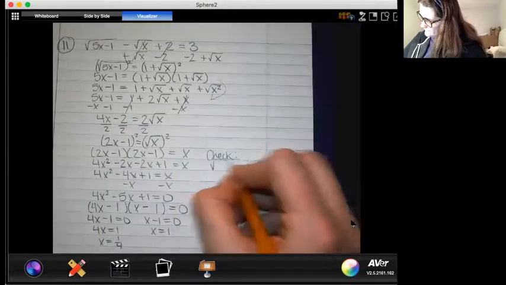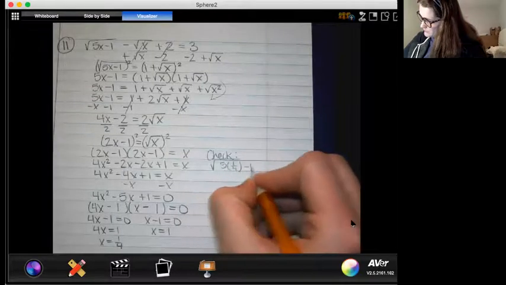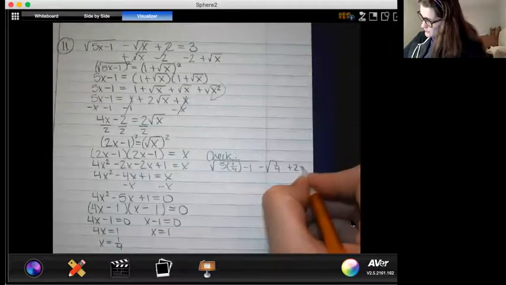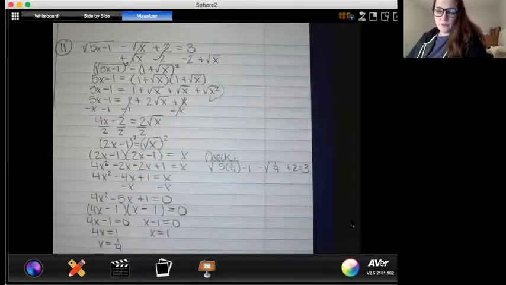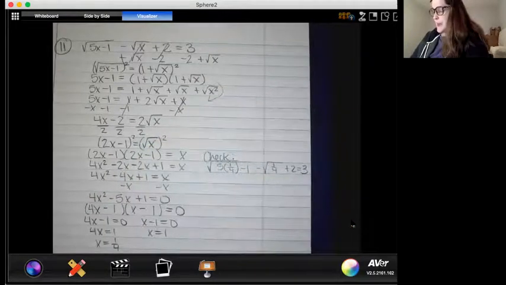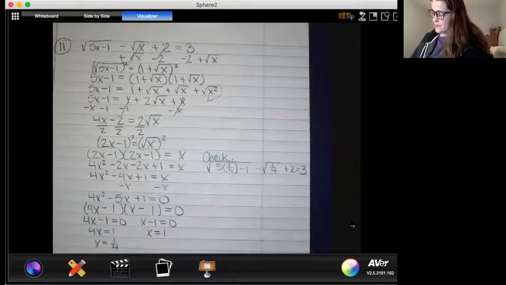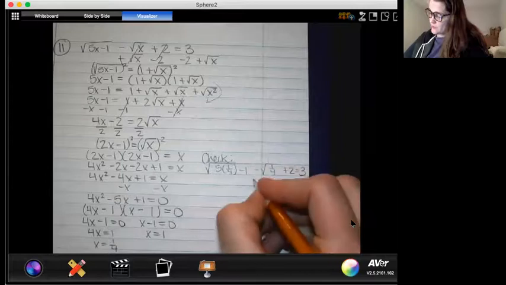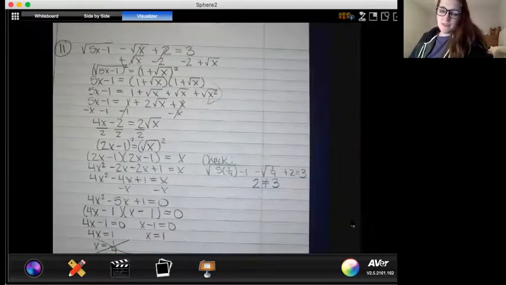Okay, 5 times 1/4 minus 1 minus the square root of 1/4 plus 2 equals 3. Now, I said earlier that if you had a square root of like 1/2, 3/4, 1/4, that's an easy fraction. But there's a lot going on in here, so totally fine if you want to use that calculator. Okay? And if you use your calculator, you should end up with an answer of 2, which does not equal 3. So 1/4 is extraneous.